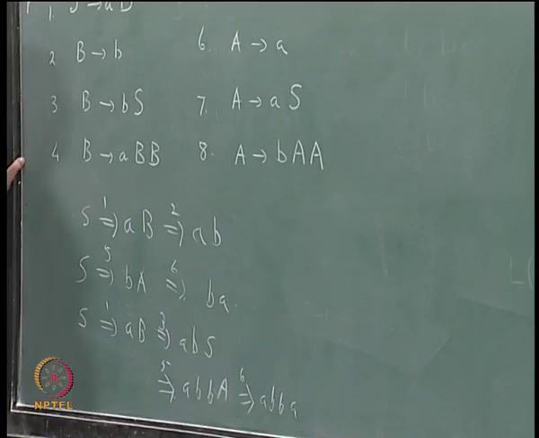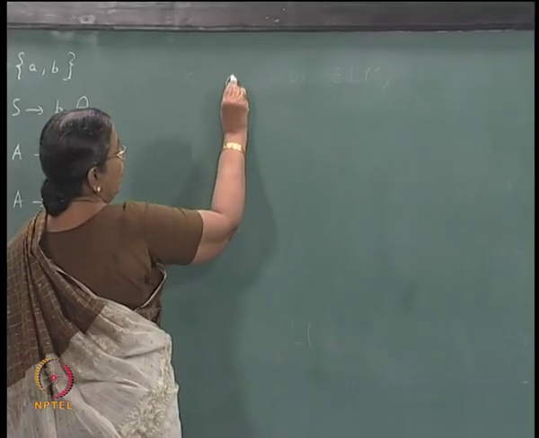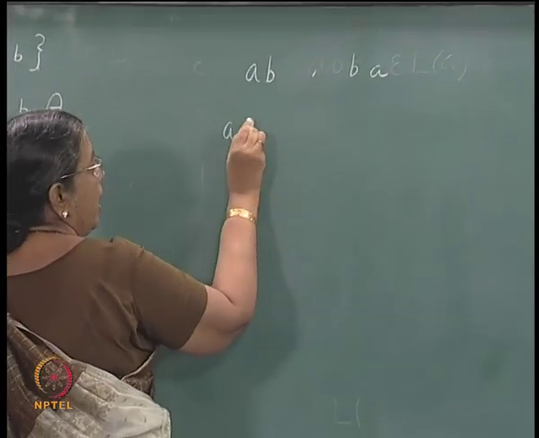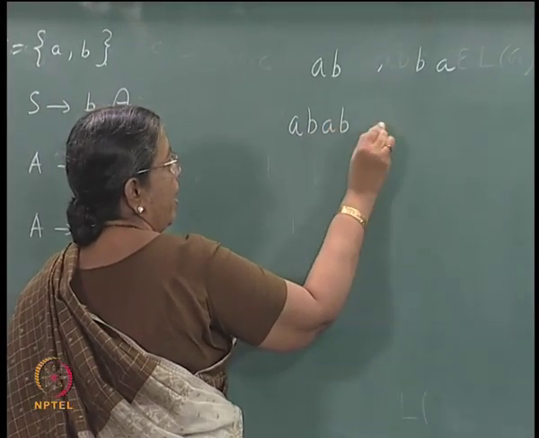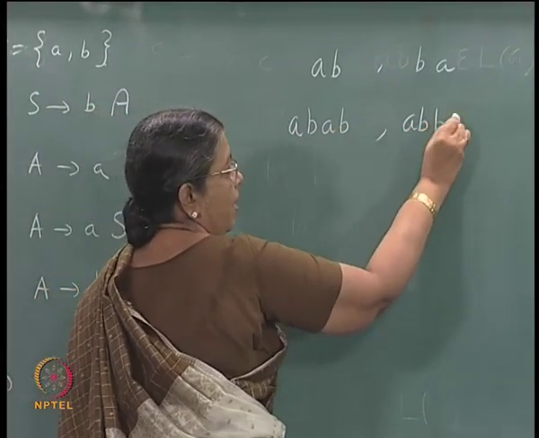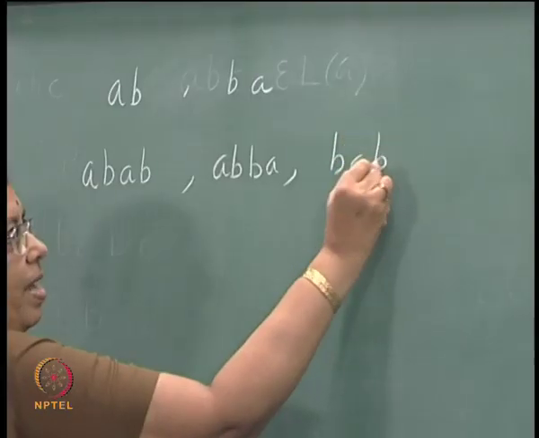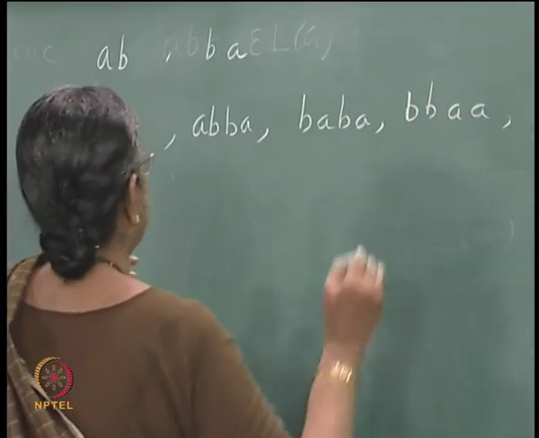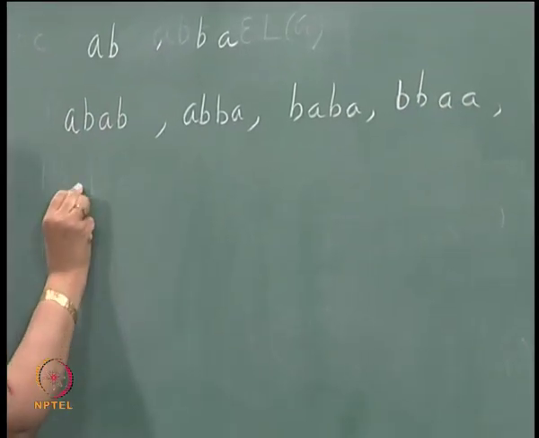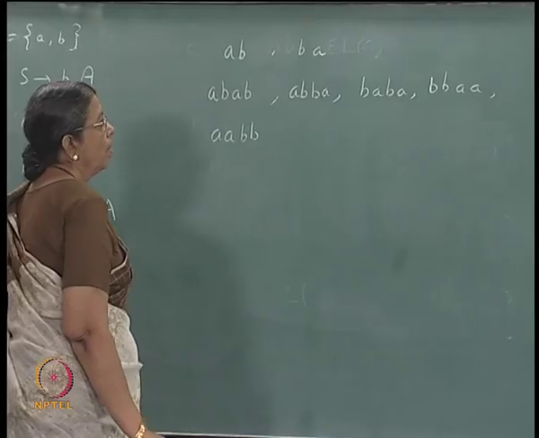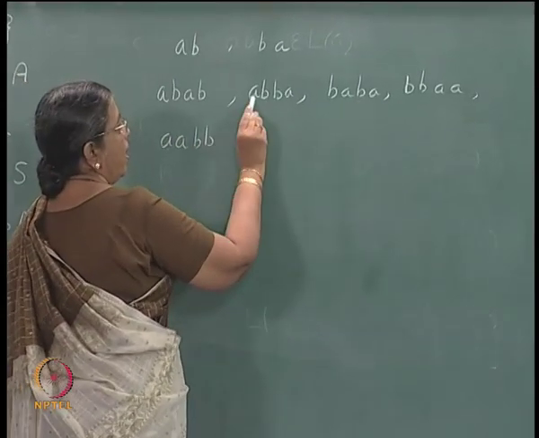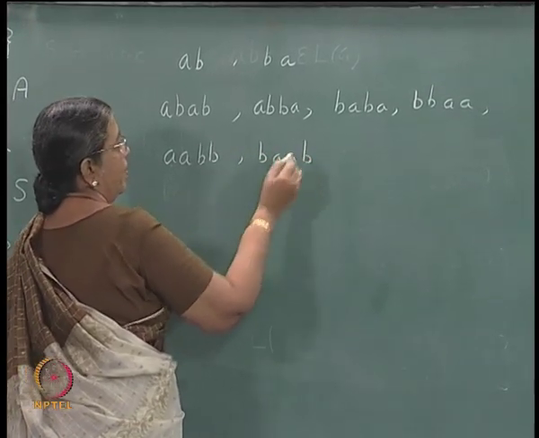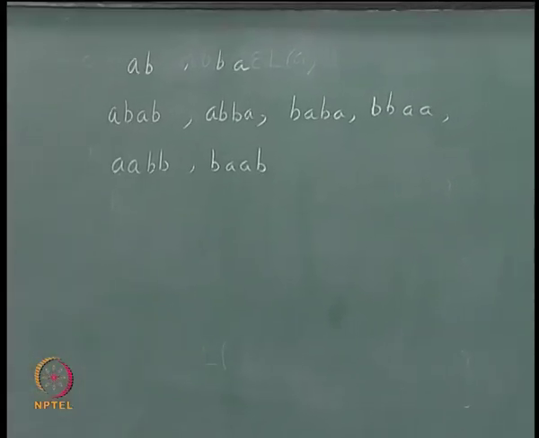you can verify that length 2 AB can be generated, BA can be generated, length 4 AB can be generated, AB, BA can be generated, BA can be generated, BAA can be generated, AABB can be generated, AABB, BBAA, ABBA, BAAB also can be generated, BABA, ABAB.